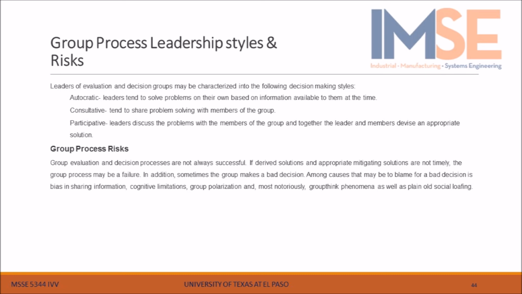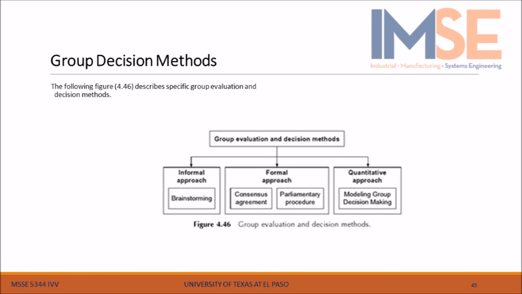If derived solutions and appropriate mitigating solutions are not timely, the group process may be a failure. In addition, sometimes the group makes a bad decision. Among causes that may be to blame for a bad decision are bias in sharing information, cognitive limitations, group polarization, and most notoriously, groupthink phenomena, as well as plain old social loafing. The following figure describes specific group evaluation and decision methods.